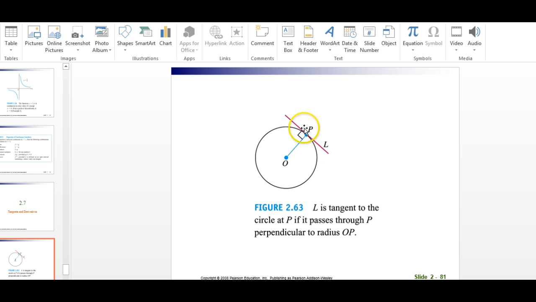So this line, which is denoted by L, is a line which is tangent to the circle at this particular point P. So when you say a tangent line, we have to tell the point, right? And we must make sure that line actually touches the curve only at that point.